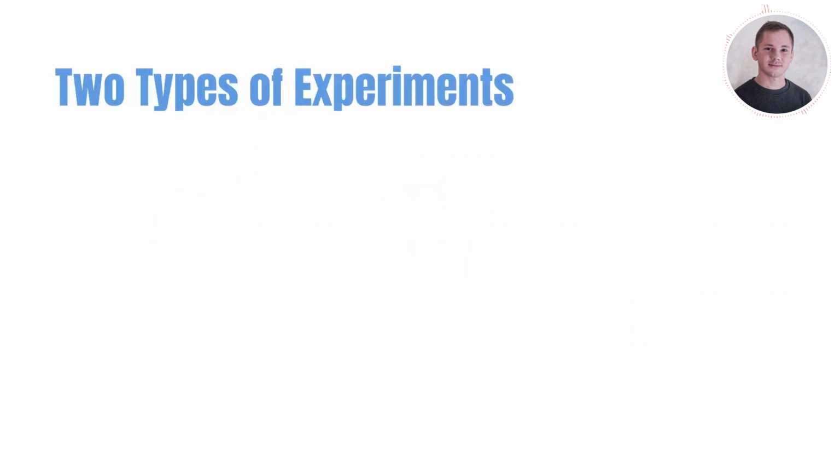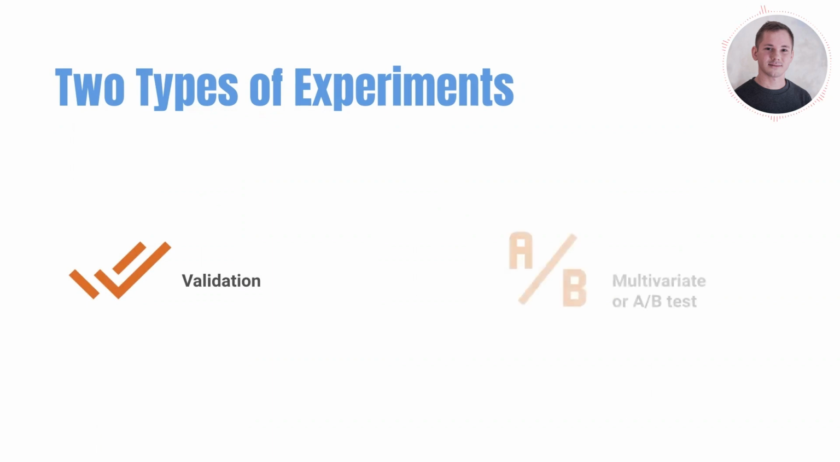So there are two types of experiments that we're talking about. As I was saying already, is the validation. That allows you to basically cut the effort, cut the time, and get some quantitative results. And the other one is an A/B test or multivariate test. In the A/B test, you basically show the users two options of the same feature or multiple options of the same feature, and you measure which one of them performs better.